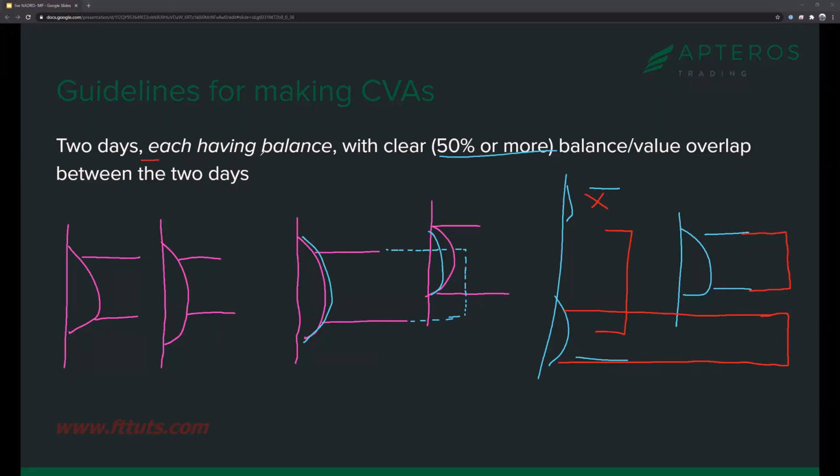So they both have to have balance, and those balances need to overlap. Here, there's no overlap in the balances. They're all separate.